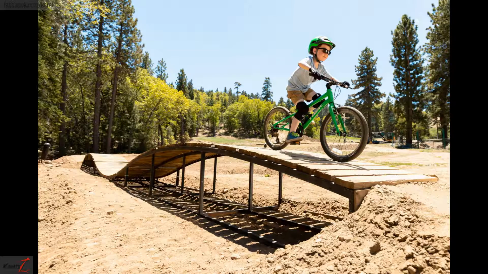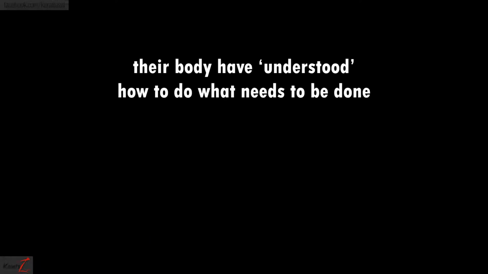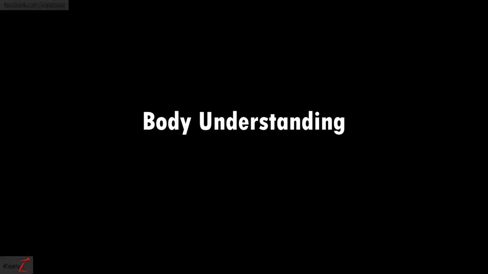A child below a certain age, however, lacks the experience and exposure to technical concepts that adults face in their profession or field of studies. So, they won't be able to conceptualize the mechanics of riding a bicycle as described previously. But despite that, after sufficient practice, they would still be able to ride a bicycle. Once the child is able to ride a bicycle, their body has understood how to do what needs to be done, even if their mind has not understood how it works. This is the body understanding.